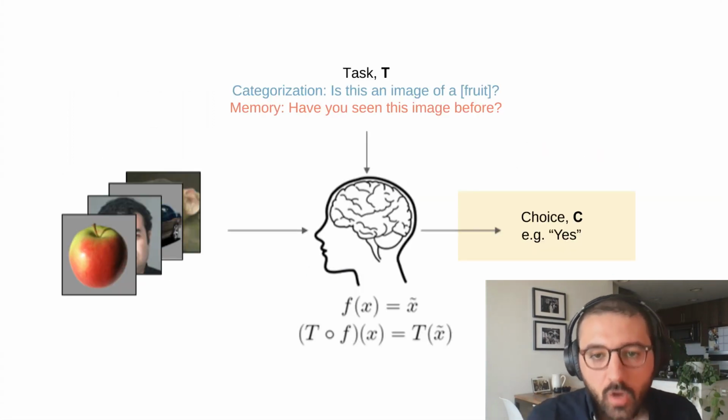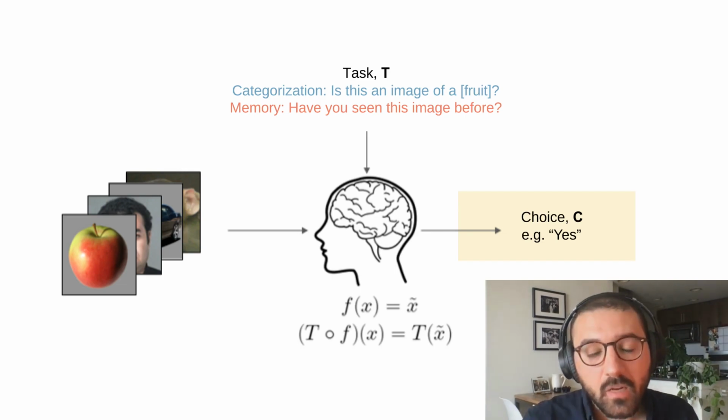So far we focused on representation of familiarity and representation of image category in the task. But what about choice?